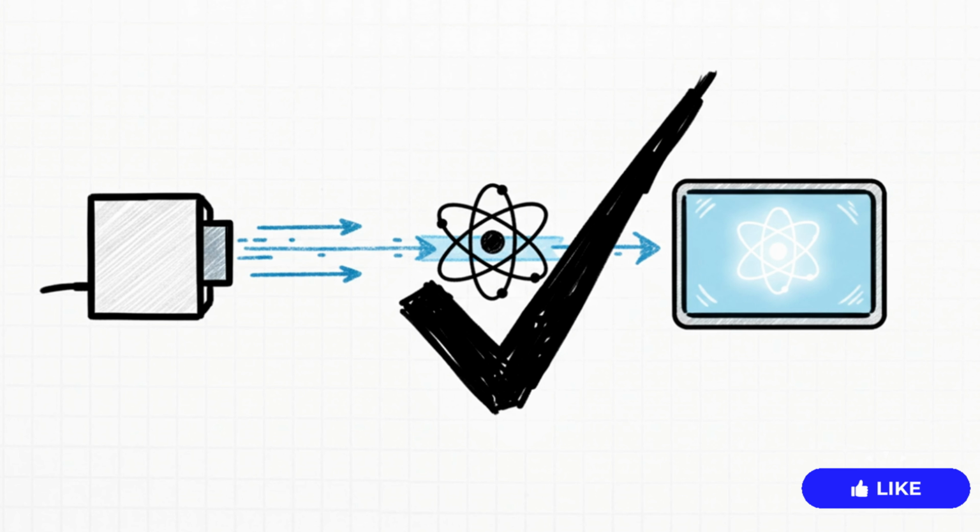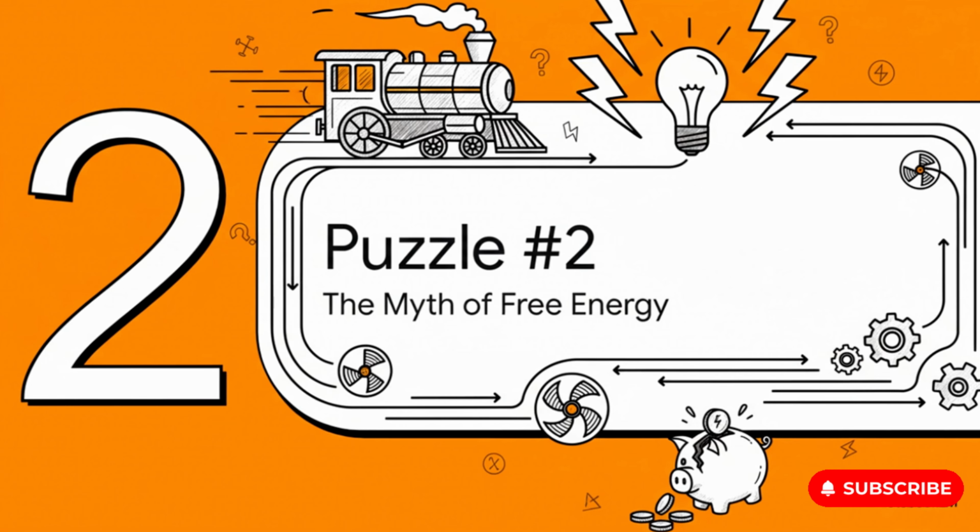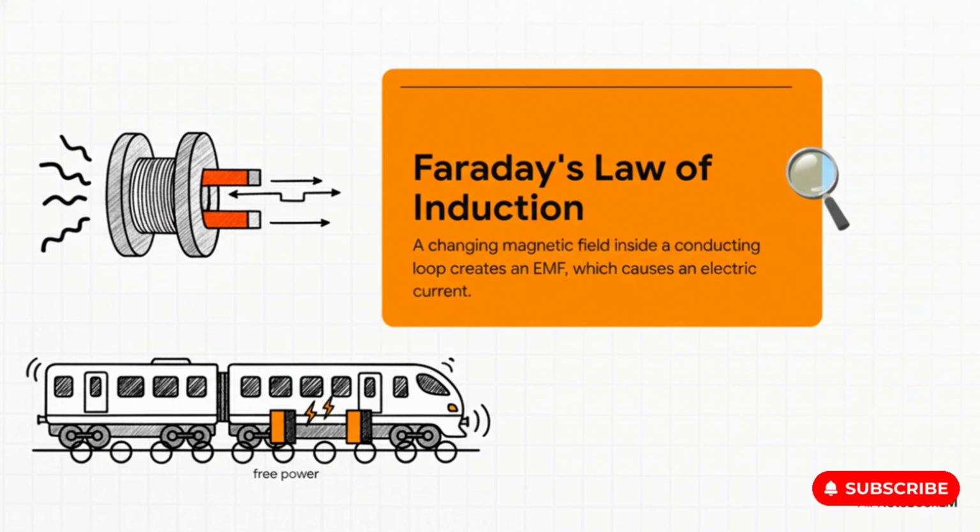All right, now for our second puzzle, that tempting idea of getting something for absolutely nothing. Is it really possible to get free electricity from a moving train? Now, this whole idea starts with a totally legitimate piece of physics known as Faraday's law. It's simple. Move a magnet through a coil of wire and you generate electricity. So the plan seems solid. Magnets on the train, coils on the track. As the train moves, you should get free power.